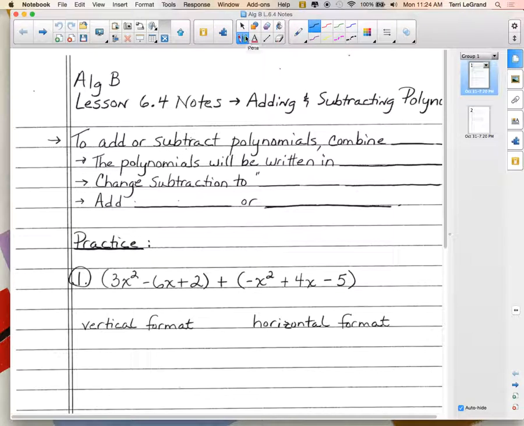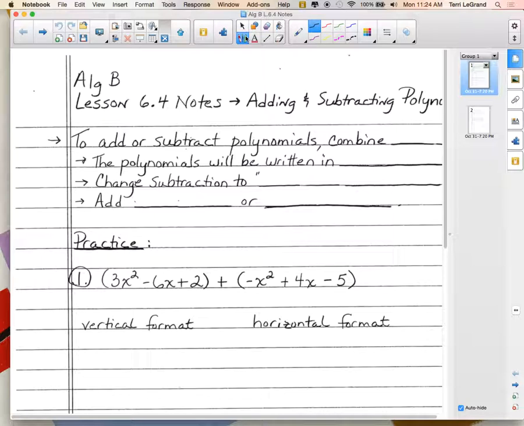Learning goal today is pretty basic. See? Just happened. I can add and subtract polynomials. Okay? So you're going to be adding and subtracting, but in reality, what we're going to do with our subtracting is we're going to change it to add the opposite like we do with everything else.